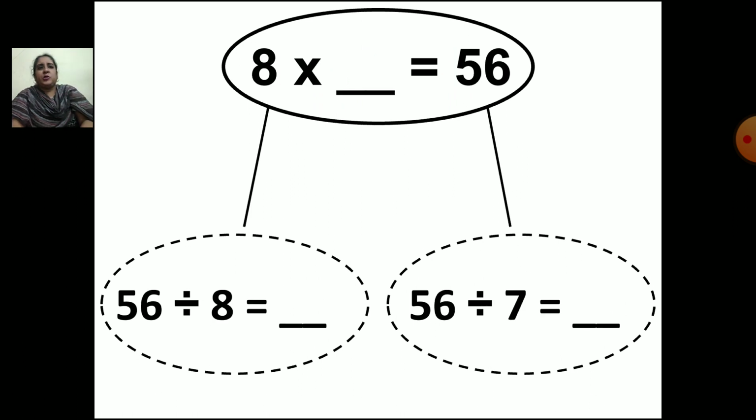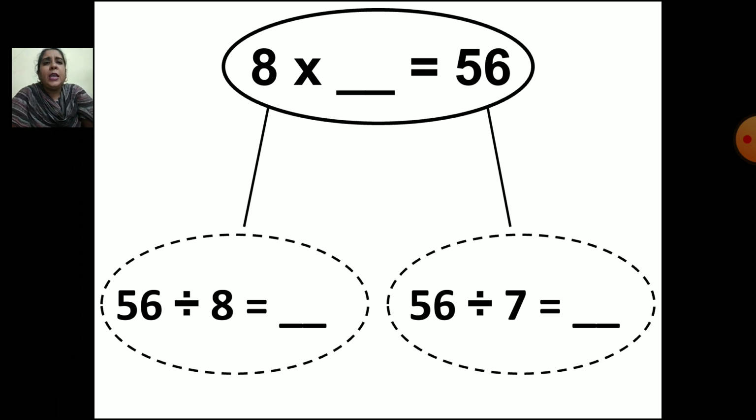Now see the next question. 8 multiplied by dash equal to 56. Okay. Now here the answer is not given. So you have to say the table of 8. In the table of 8, when do you get 56? So you will say the table of 8.